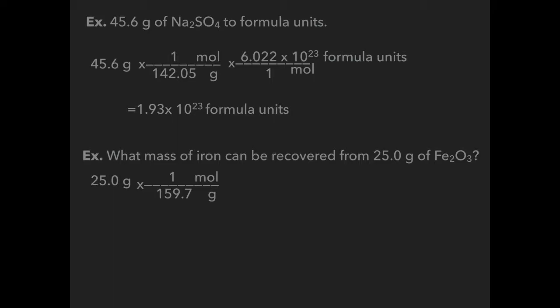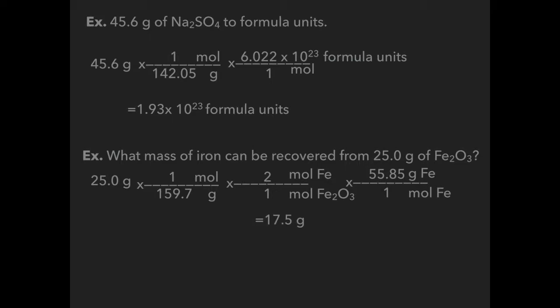In order to figure out the mass of iron I need to get into moles of iron. So I'm going to put moles of iron oxide on bottom and moles of iron up top. If you look at the formula, for every 1 mole of iron oxide that you've got there, you've got 2 moles of iron. So it's a 2 there and a 1 there. Now I'm in moles of iron, and it's very easy for me to get into grams of iron. So I'm going to put moles on bottom and grams up top again. Got to put the molar mass of iron, which is 55.85 for every 1 mole of iron, and then I can get my answer, which is 17.5 grams.